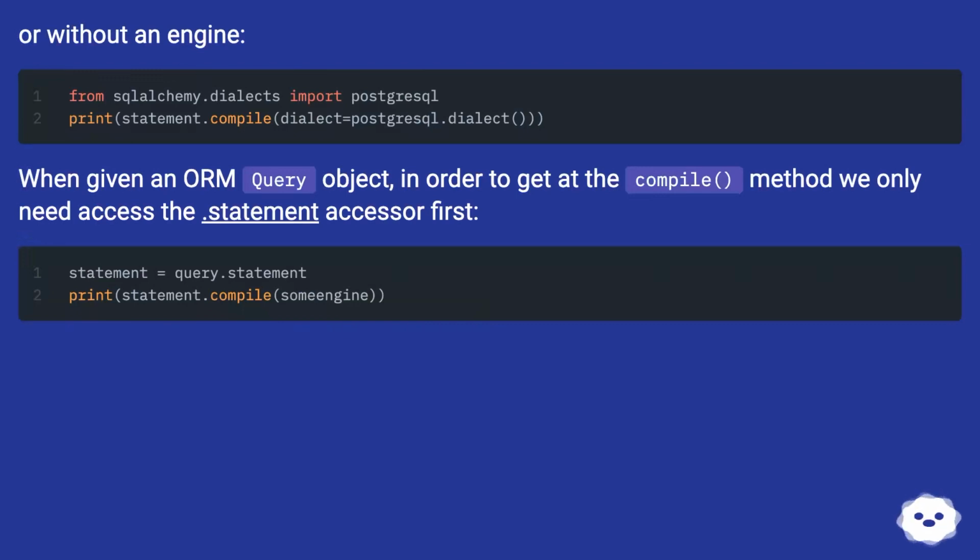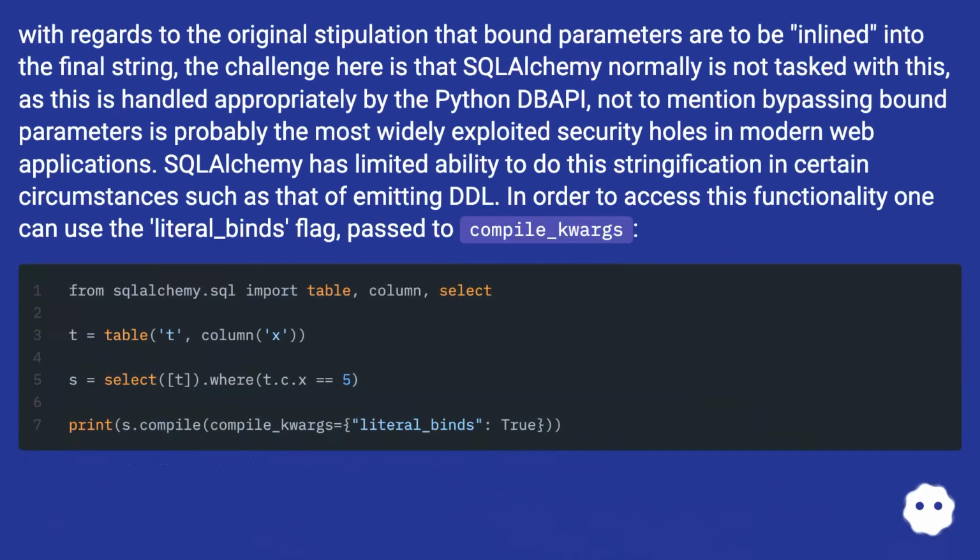When given an ORM query object, in order to get at the compile method, we only need to access the .statement accessor first. With regards to the original stipulation that bound parameters are to be inlined into the final string, the challenge here is that SQLAlchemy normally is not tasked with this, as this is handled appropriately by the Python DBAPI. Not to mention bypassing bound parameters is probably the most widely exploited security hole in modern web applications. SQLAlchemy has limited ability to do this stringification in certain circumstances, such as that of emitting DDL.